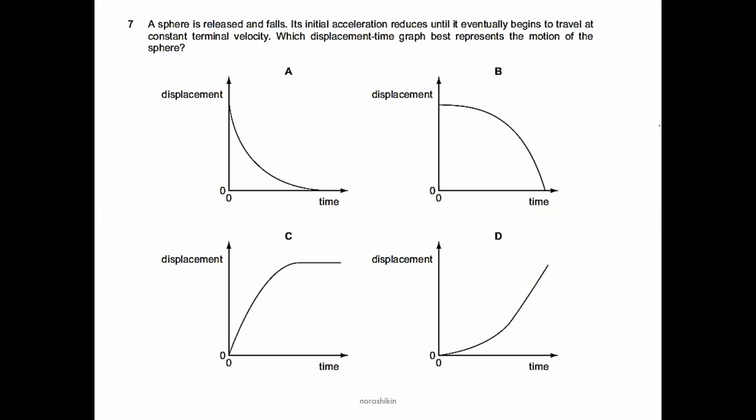Now, I'm putting a question here. A sphere is released and falls. Its initial acceleration reduces until it eventually begins to travel at constant velocity, constant terminal velocity. Which displacement time graph best represents the motion of the sphere? Now, remember that it's falling down. Falling down means displacement would be decreasing. Its initial acceleration reduces until eventually it begins to travel at constant speed.